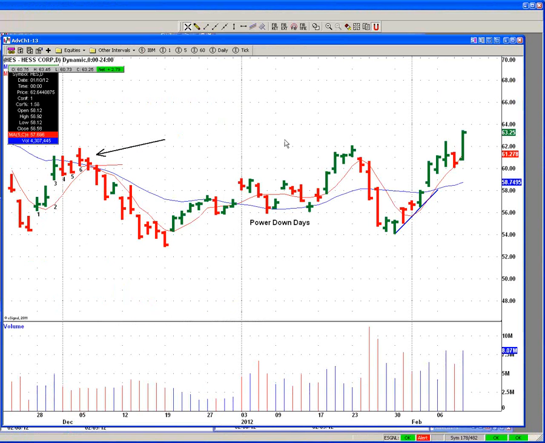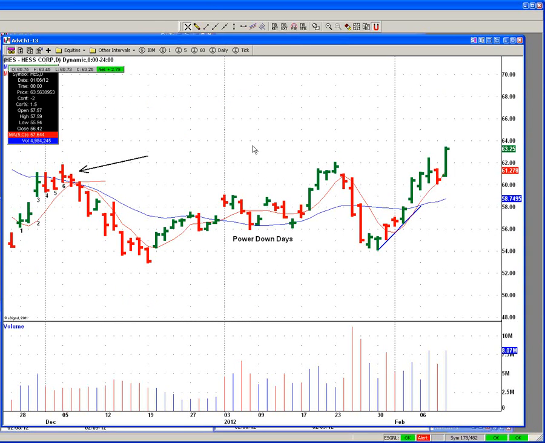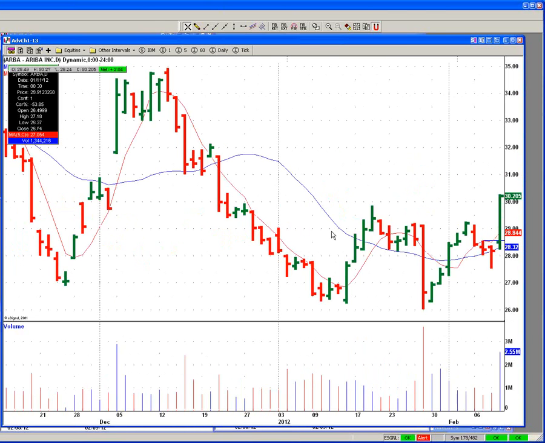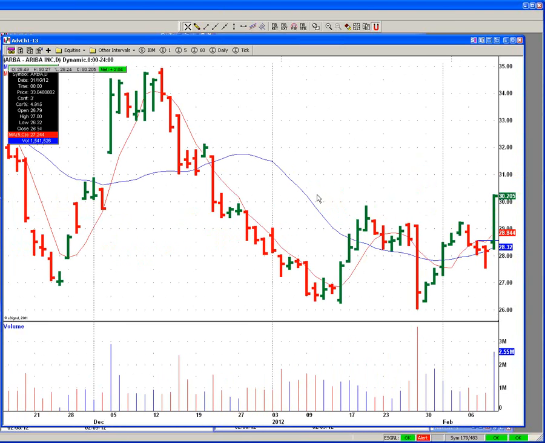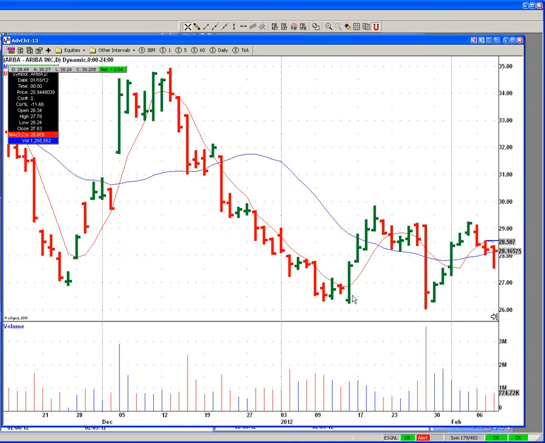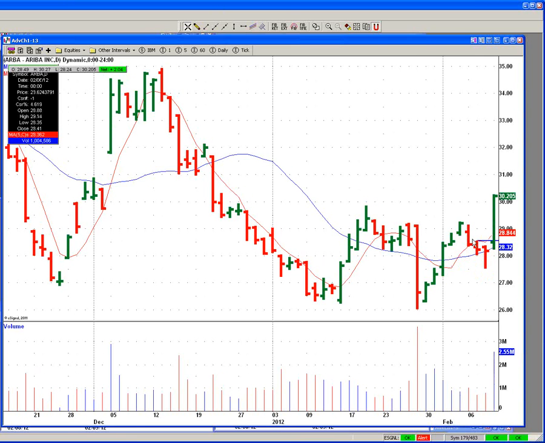A few examples of power up days that I wrote down here recently was Ariba. This actually showed up on the scan about a week ago. You could see the stock sold off here in late January, but you had a couple power up moves here, 1, 2, 3, 4, 5 power up moves, higher highs, higher lows, increased volume, and after about a 3-day pullback, the stock just launched higher today.